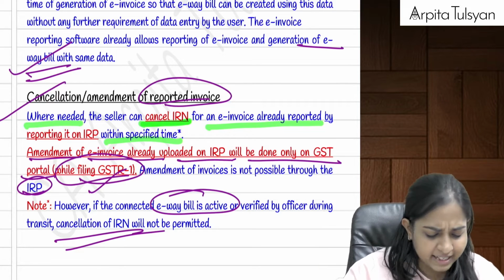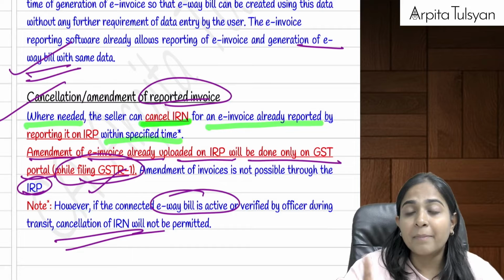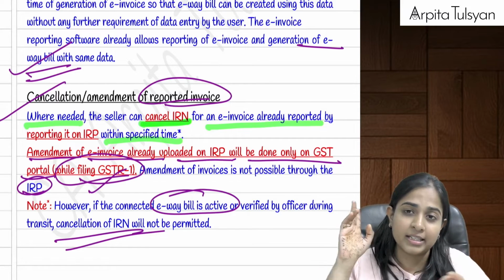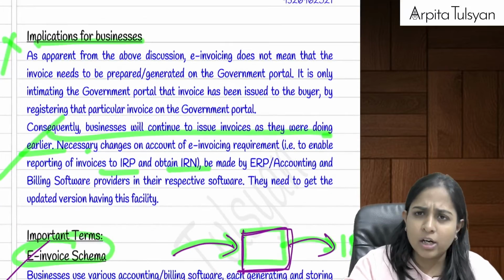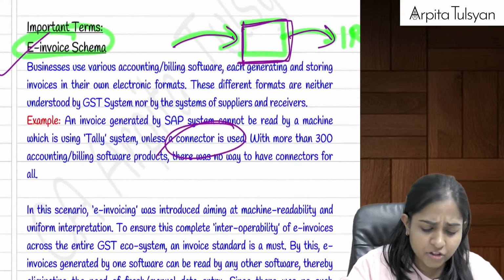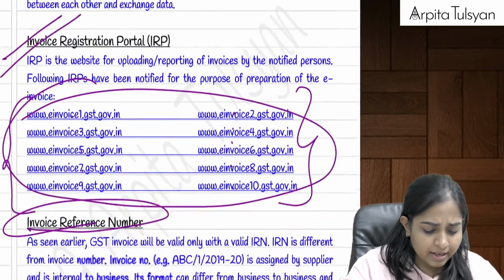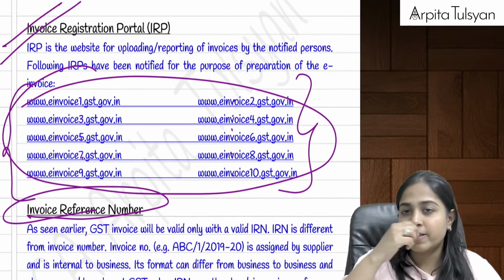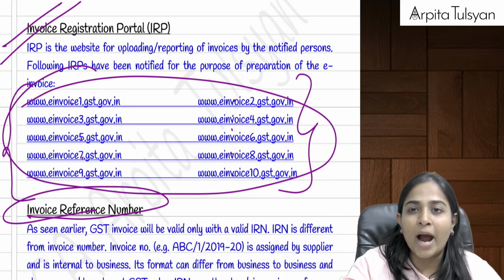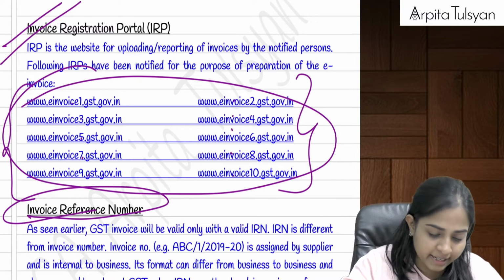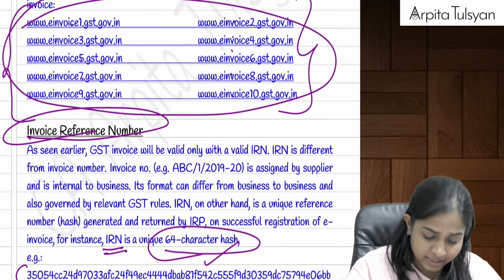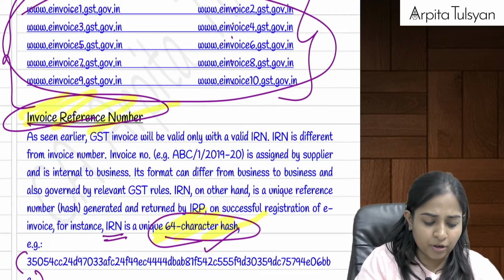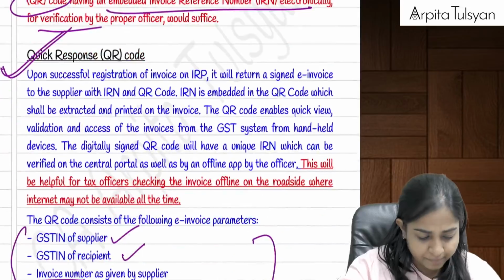Otherwise it can be cancelled, but while filing the GSTR1, means while filing your GST return, at that time it can be altered or changed or cancelled, right? Then I had told you the reference of 10 websites, that is the invoice registration portal where you can go and import your JSON data, etc. Those are these invoices. Then your 64-digit number is generated, that is nothing but your invoice reference number, right?